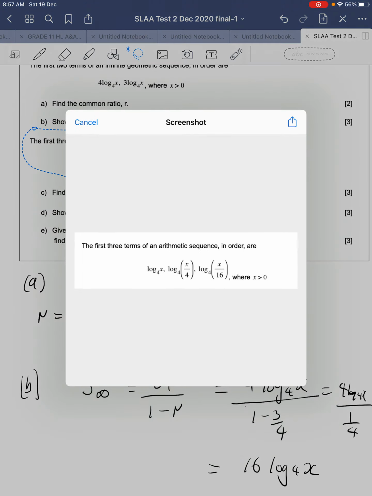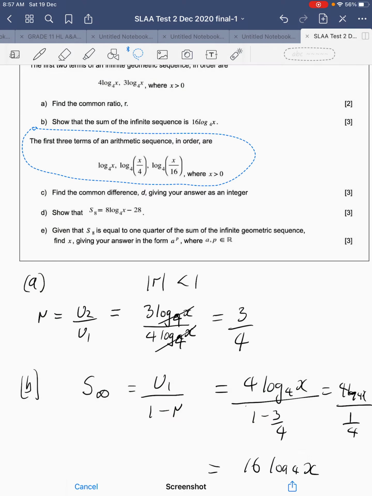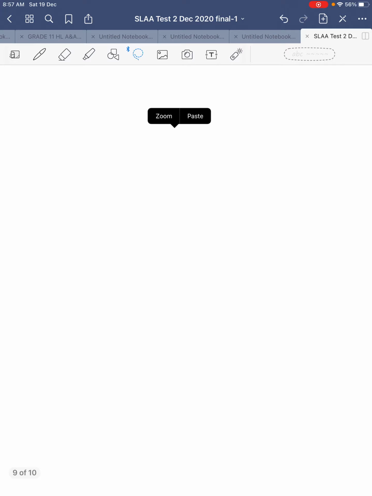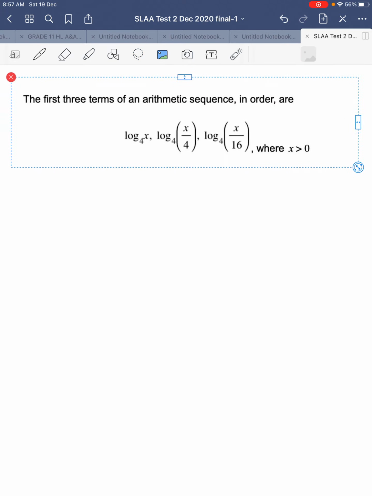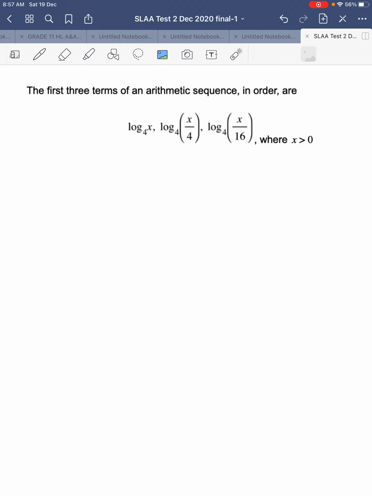I'll just copy it. Okay, let's see if we can put it onto this page now. Make it a little bit bigger there. Okay, the first 3 terms of an arithmetic sequence are this, this and this. Okay, so if it's arithmetic, then we have a common difference. So d is equal to u2 minus u1, which is equal to u3 minus u2. Take any 2 successive terms and subtract them.